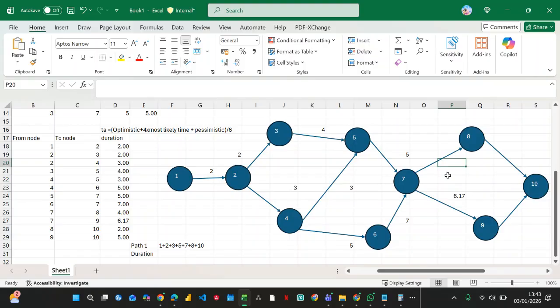Okay. Then have I done seven to eight? Seven to eight is 4.0. Then from eight to 10, it's 2. Then from nine to 10 is what? 5. Now, you need to do this one too.